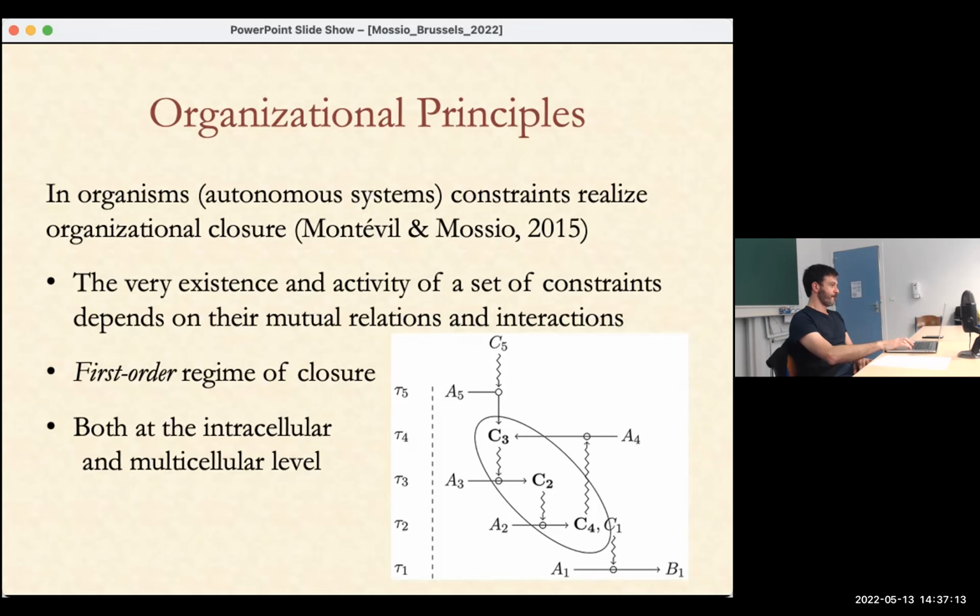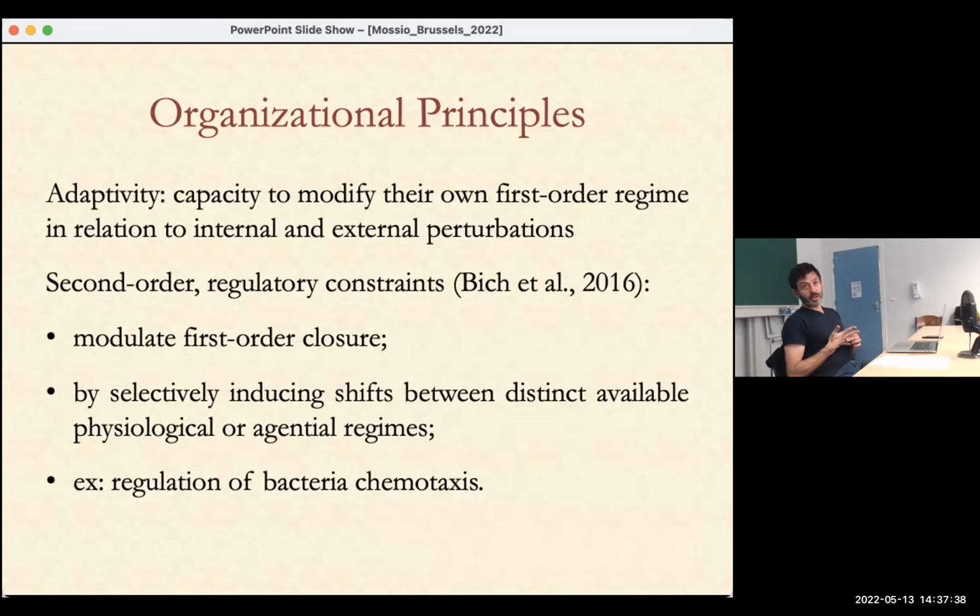And that's first order closure. So just this definition, and you can have different kinds of systems that meet this characterization. This is a bit abstract because presumably there is no real organism that is just that simple. So that is the first level of closure. Presumably most organisms have much more complex capacities, one of them being adaptivity, the capacity to modify the whole first order regime in relation to internal or external perturbations.